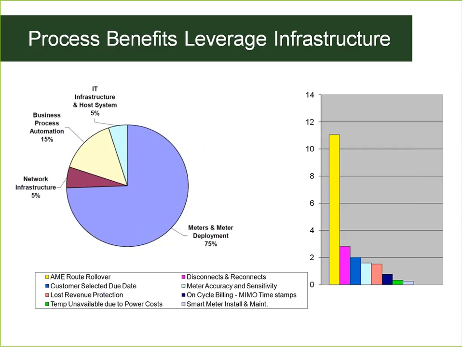So this is just an example, an illustration of the way those benefits broke down. On the cost side, in the pie chart on the left, the actual infrastructure was predominantly the meters and the meter deployment. So laying out all of those physical meters, the cost of removing the old one and installing the new ones on people's houses is 75% of the cost.